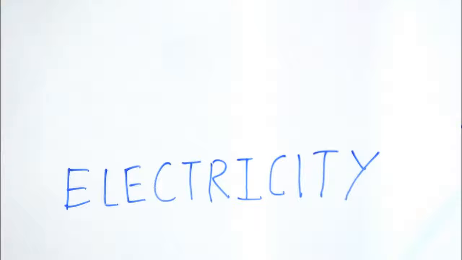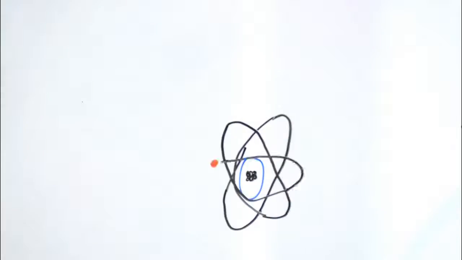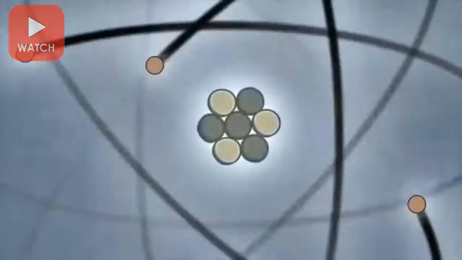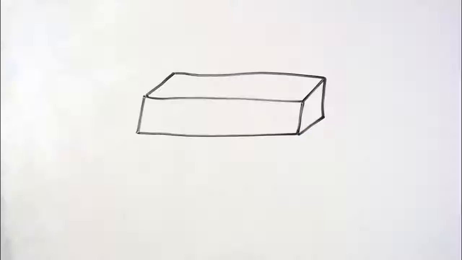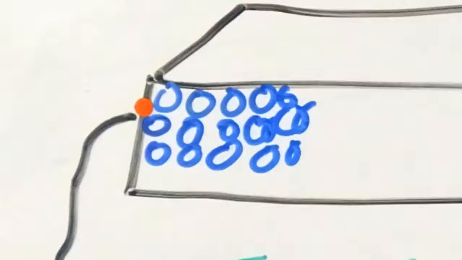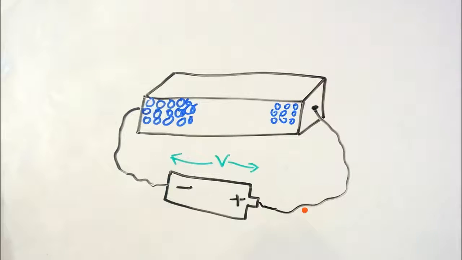What is electricity? Well, electricity is just the flow of electrons in a conductor. What are electrons? They're tiny negatively charged particles that orbit around atoms. When a conductor is given a voltage, electrons flow from the negative end of the battery to the positive end. Each electron takes the next one's place and throws that electron forward into the next atom. This cycle continues till it reaches the positive end of the battery.